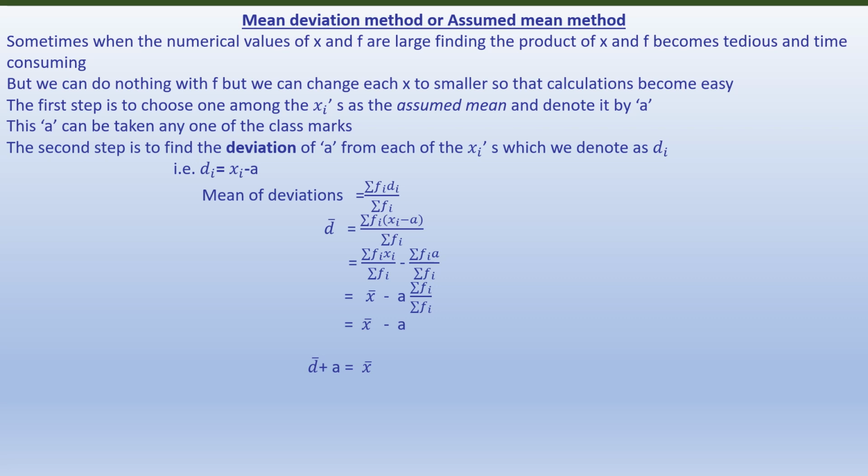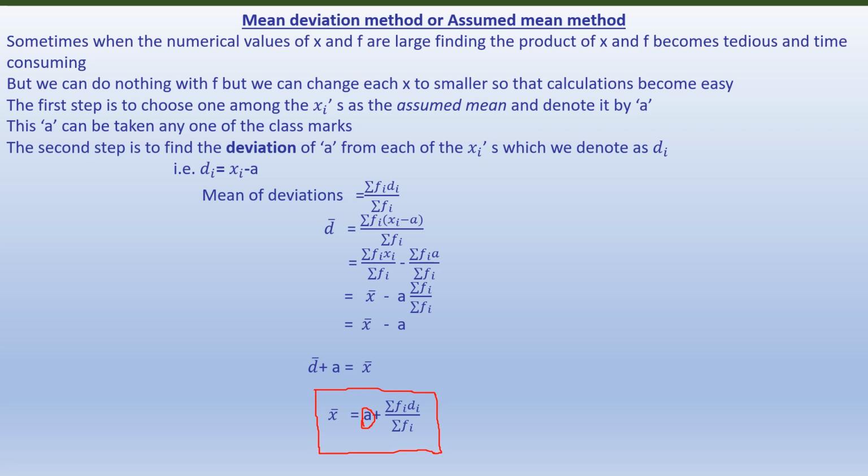So x bar is equal to a plus d bar, which is a plus sigma fi di by sigma fi. This is the formula for the mean in the assumed mean method. By taking one class mark as assumed mean, a, the average of the deviations should be added to it so that we get the mean. This is the derivation of the formula for the deviation method. In CCA method they may ask this also: derive the formula to find the arithmetic mean in the deviation method, so we have to learn this too.